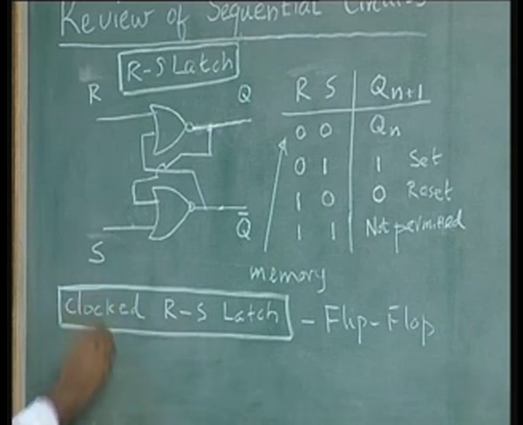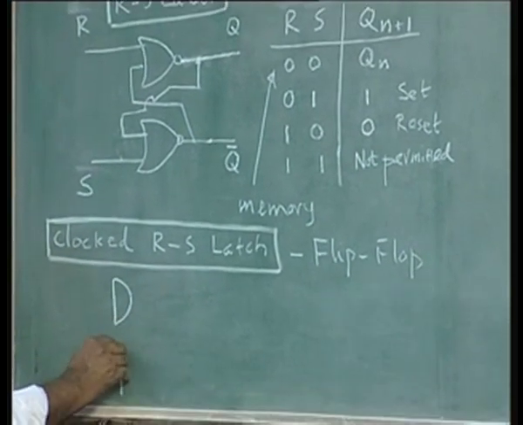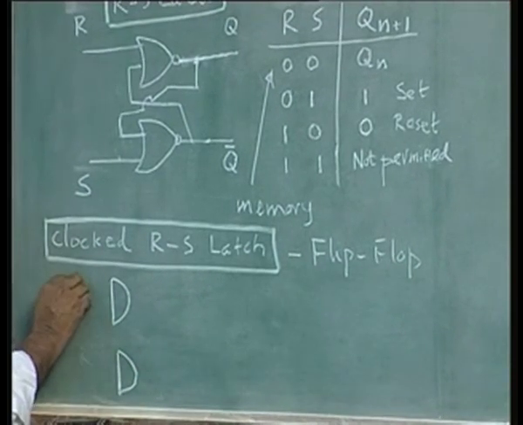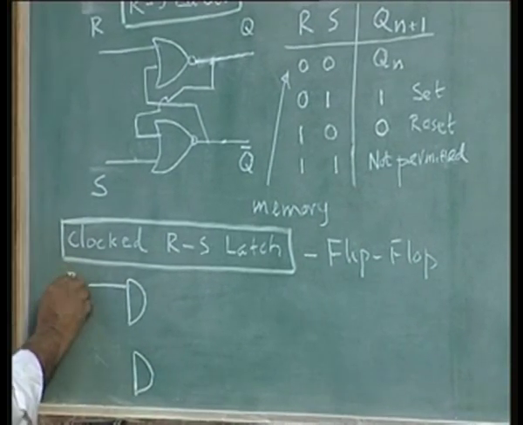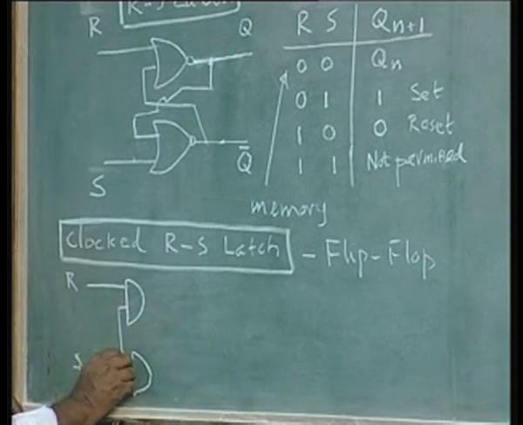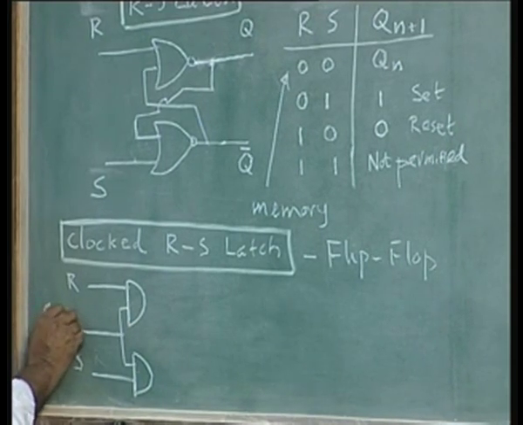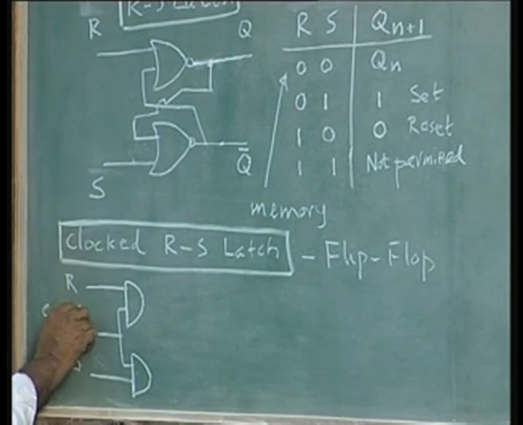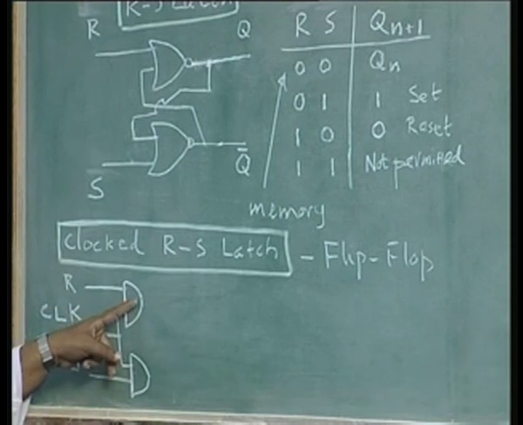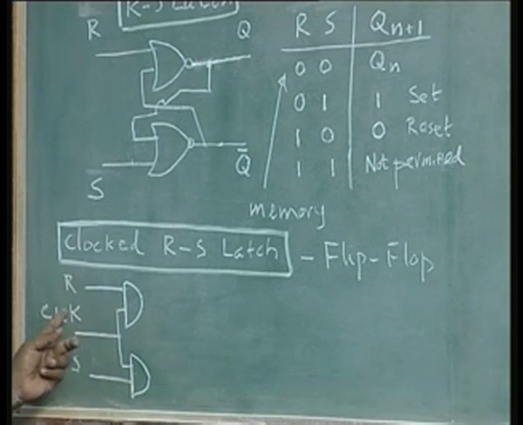So, what do you do? You put an extra gate at the input to control the clocking. This is my R, S inputs, both of them are controlled by an AND gate whose second input is a clock, that is all. If you put an AND gate with an extra input connected to the clock, naturally the output R or S will pass through this gate only if clock is 1.